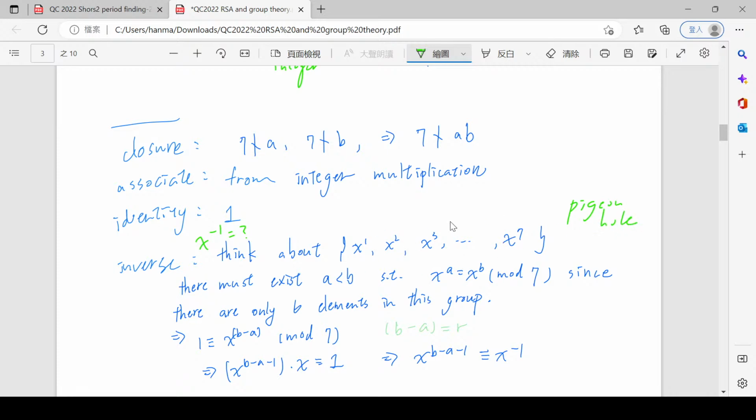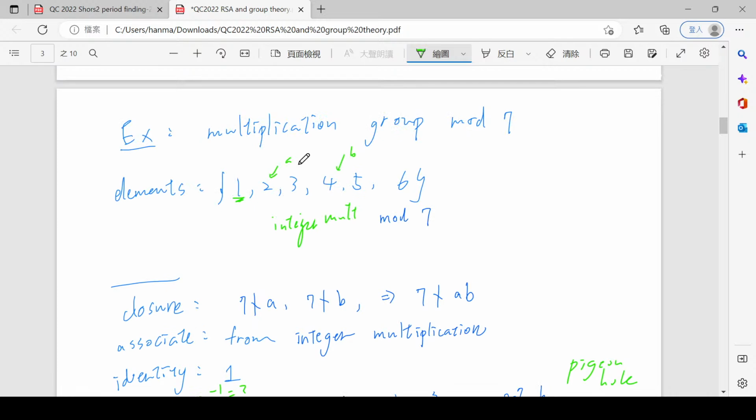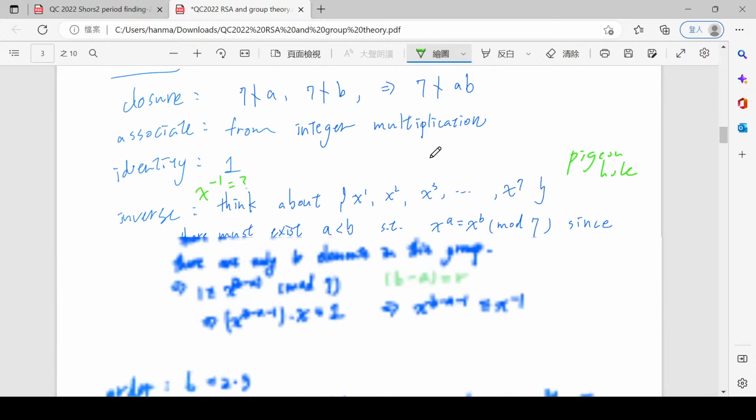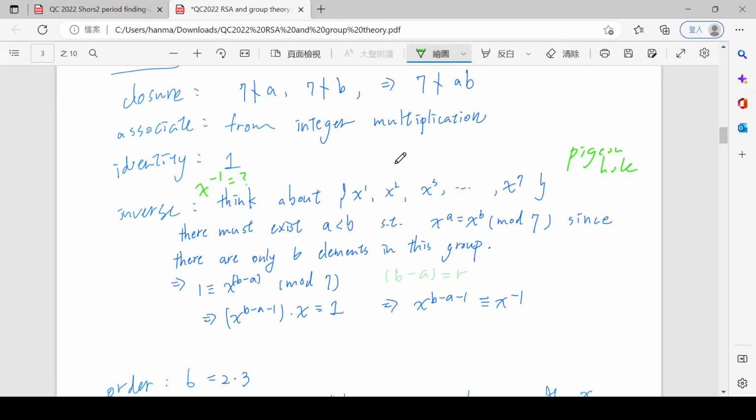Because now you have 7 elements here, but you only have 6 elements here. Okay? So those 7 elements must have some collision with each other. So 2 of them must be the same, right? We don't really know which 2, but there must be 2, because you cannot squeeze 7 different things into 6 holes without some collision. Okay.